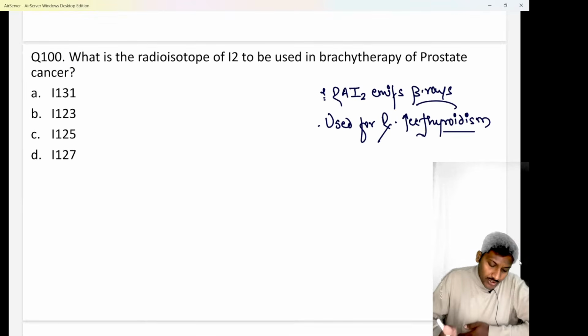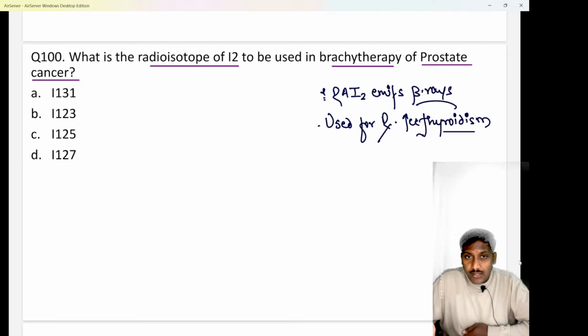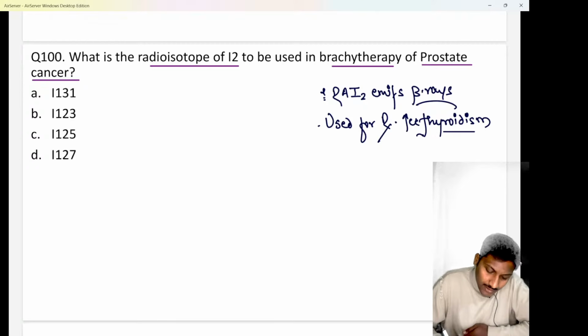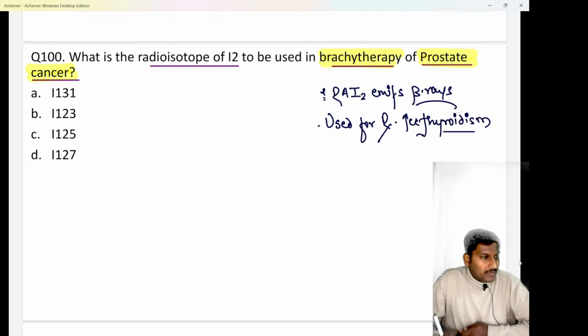And the last question, question number 100: what is the radioisotope of iodine that has to be used in the brachytherapy of prostate cancer? We know in prostate cancer, especially in the advanced stages, we either go for hormonal therapy, or we go for radiotherapy, that is brachytherapy. And in brachytherapy of prostate cancer, which radioisotope of iodine has to be used? That was a PYQ in the June 2022 examination.